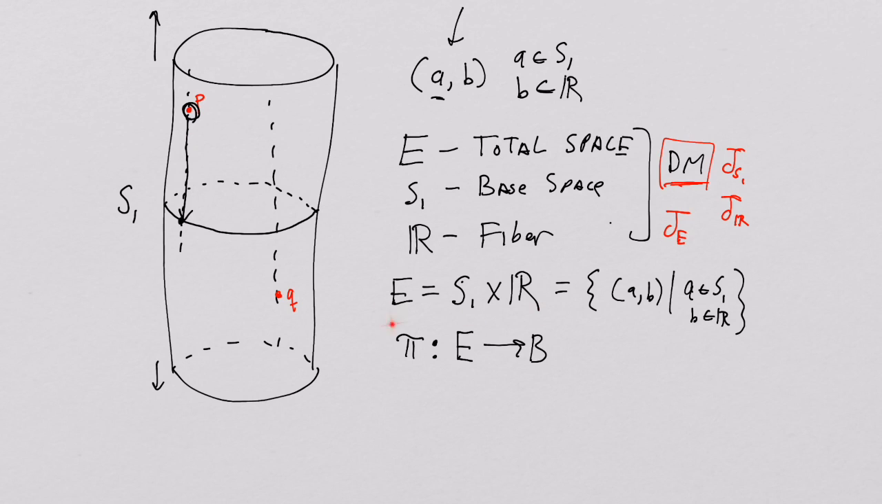Now, in this particular case, because E is this Cartesian product, this map is very easy to understand. I just take the point in E, which is an ordered pair by the definition of how it's constructed, and I return A. The reason I return A is because A is the element of S1 that corresponds to any point P's coordinates.